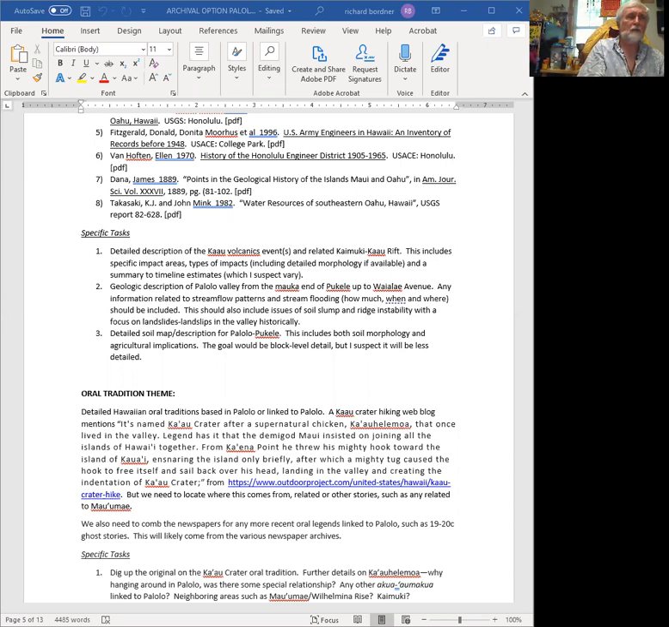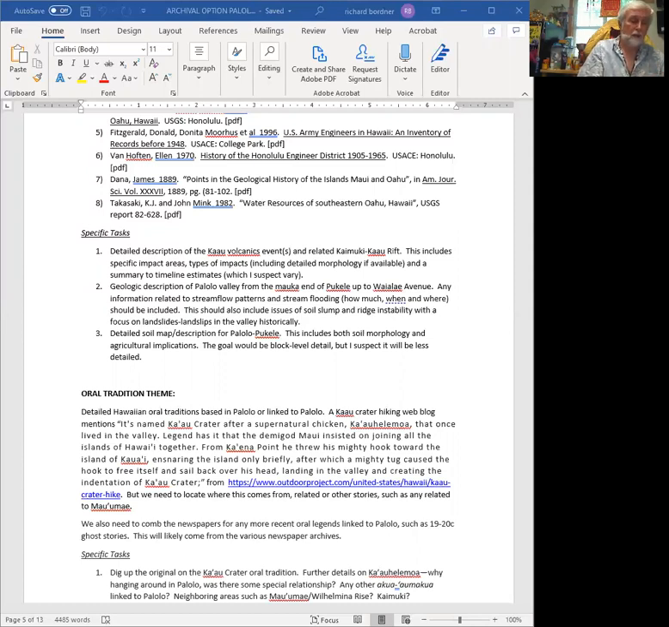But what we want to look at is the actual geologic, geomorphological impacts of Palolo. In other words, how is Palolo formed, especially what we see in front of us now? How has that impacted how the valley is used and what's available in the valley? And also how that applies at a very practical level in terms of things like soil morphology, which would basically include things like agricultural use.